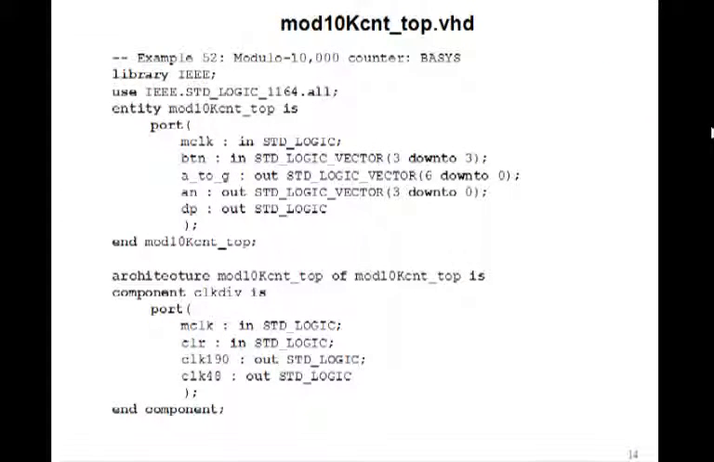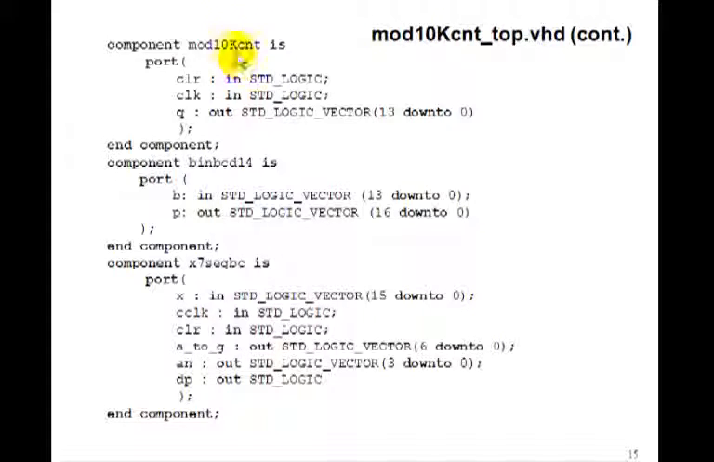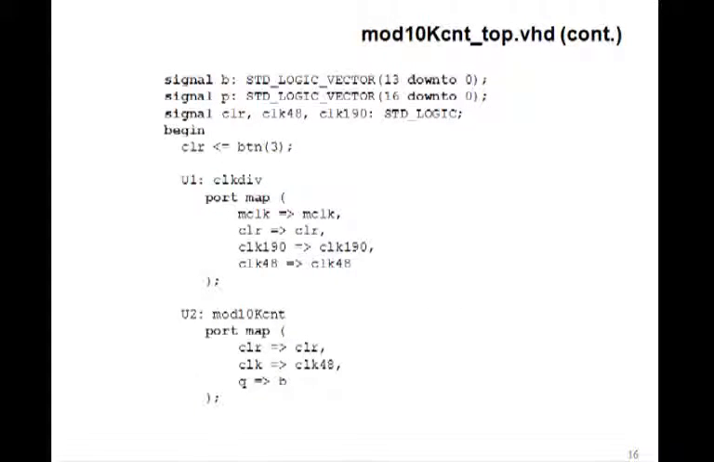So let's make a top-level design. Here's the top-level design. M clock's coming in. Here are the buttons. We'll just have button 3 down to 3. This is just for our clear. And then the output of the 7-segment display, we need A to G, AN, and our decimal point. Then we'll list our components. Here's the component for clock div. Here's the component for Mod10k count. Here's the component for our binary to BCD 14. And here's the component for our X7 seg BC. And then we just have to port map them up.